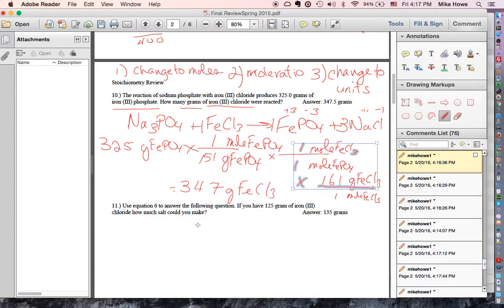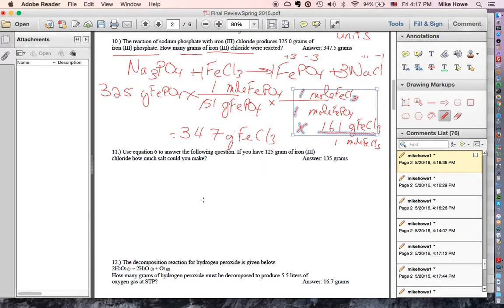Next question. Using equation 6, if you have 125 grams of iron 3 chloride, how much salt could you make? So you have 125 grams of FeCl3. Change that to moles. Grams on the bottom this time, moles on the top. 1 mole, the number of grams we said was 161 grams of FeCl3. Better write down what we're dealing with. Now moles of FeCl3 go on the bottom. This is the mole ratio step.